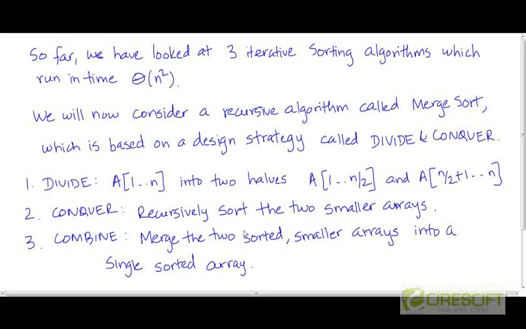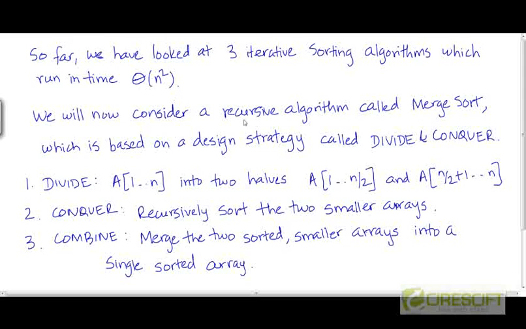So far we have looked at three iterative sorting algorithms, namely insertion sort, selection sort, and bubble sort. All three of these algorithms were analyzed, and we saw that they run in time theta of n square. Their worst case complexity is theta of n square, and their average case complexity is also theta of n square.